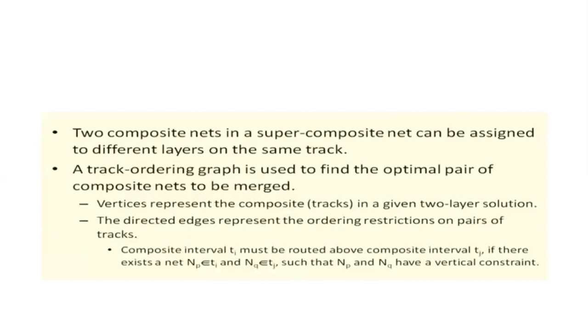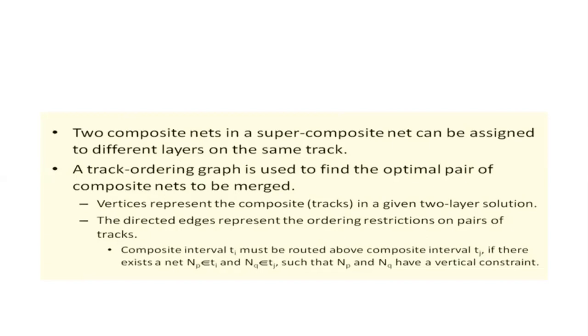So what I said is, I take 2 composite nets and make a super composite net that can be assigned to 2 different layers on the same track, maybe M1 and M3. Without going much into detail, I'm just giving you the overall approach. We'll use some kind of track ordering graph, a new graph called the track ordering graph, which means one level of abstraction beyond what was used in the Yoshimura-Ku algorithm.